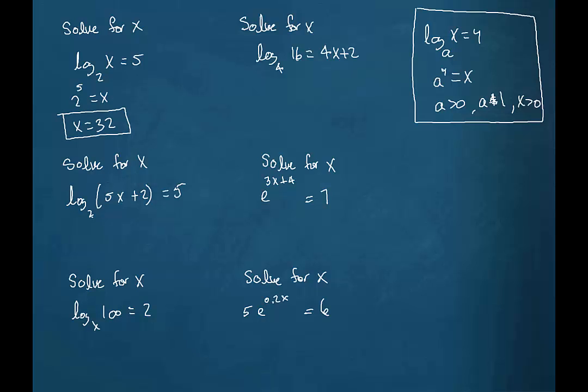Again, we can convert this to its exponent form. 2 to the 5 equals 5x plus 2. And now we just have to do a little bit more solving. 2 to the 5 is 32 equals 5x plus 2. We'll subtract 2 from both sides, and we'll have 30 equals 5x. Divide both sides by 5, and we have x is equal to 6.